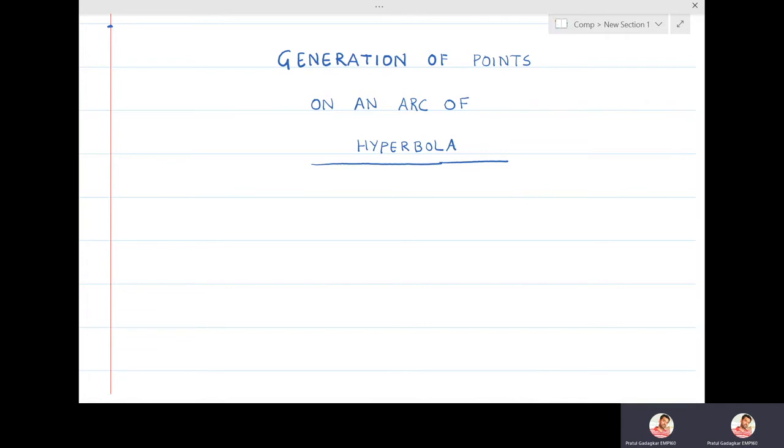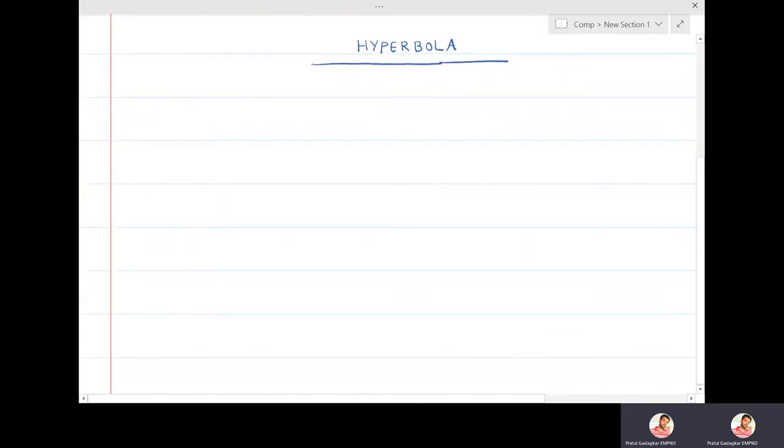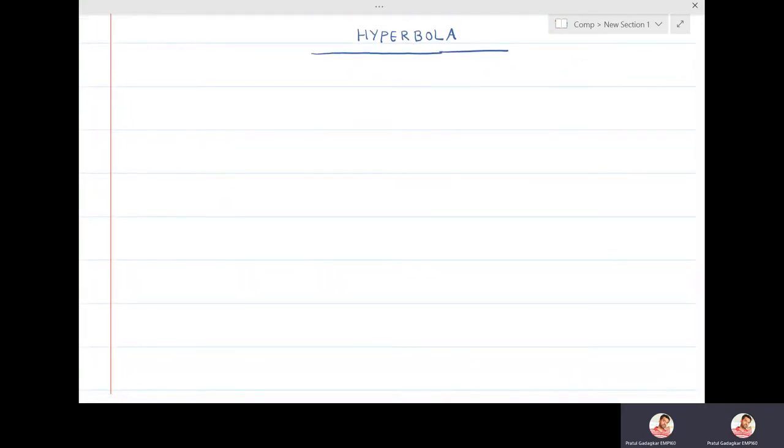Okay, so in this lecture, we are going to study generating the points on an arc of a hyperbola. So we will start with the method first. What is the analytical equation of a hyperbola?